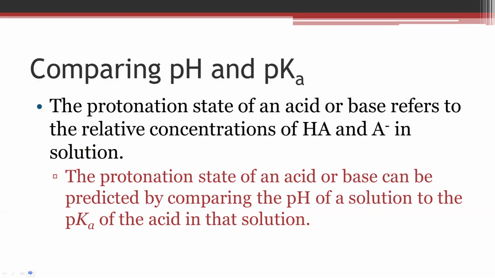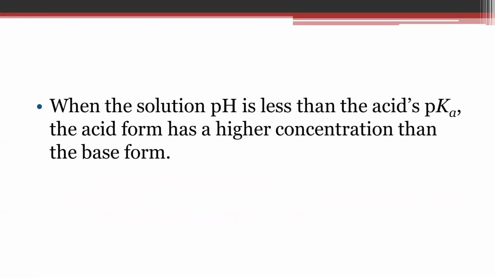Where is it? Okay, so the state can be predicted by comparing the pH of a solution to the pKa of the acid in that solution. When the solution pH is less than the acid's pKa, then the acid form has a higher concentration than the base form. Okay, so I just wrote this down to help myself think about it. So when pH is less than pKa, then the acid concentration is higher than the base concentration.